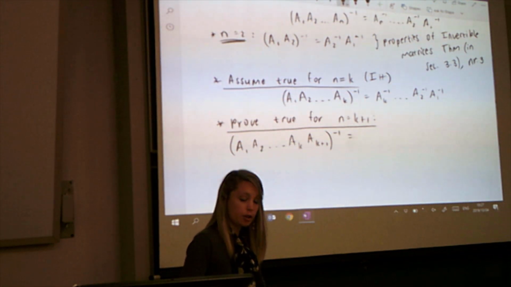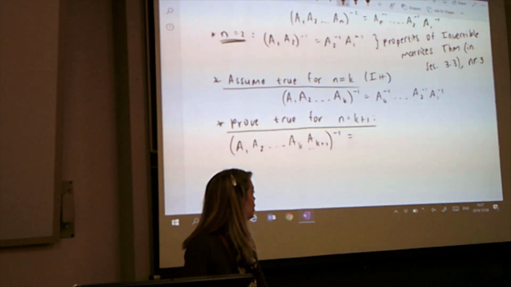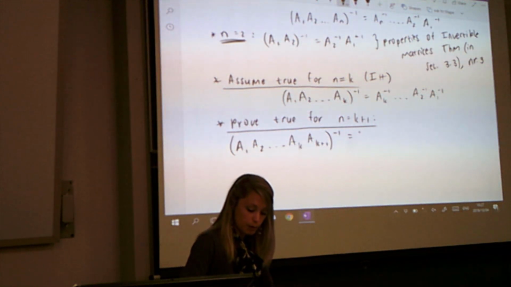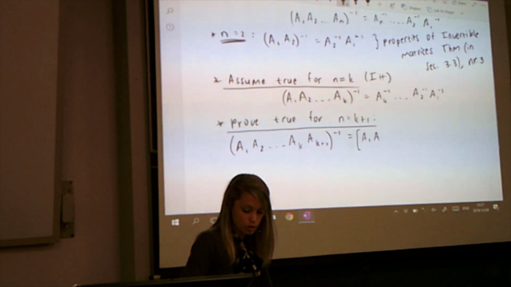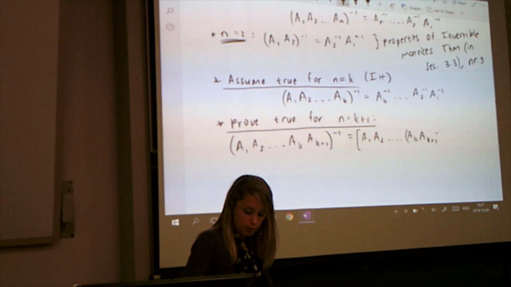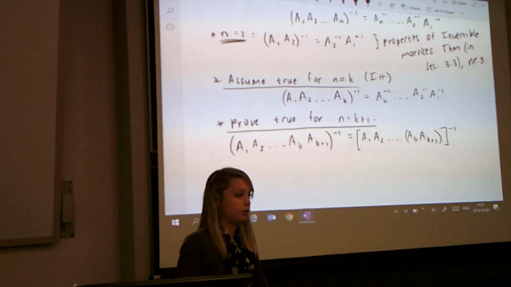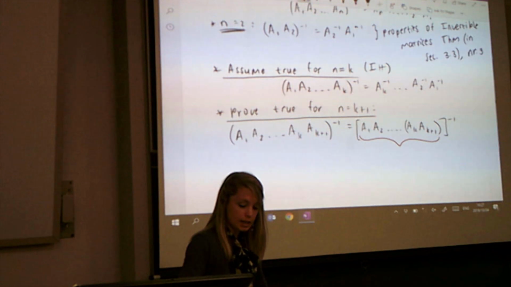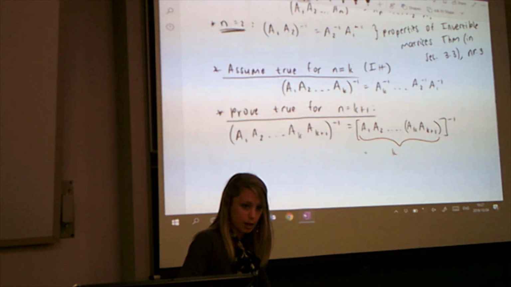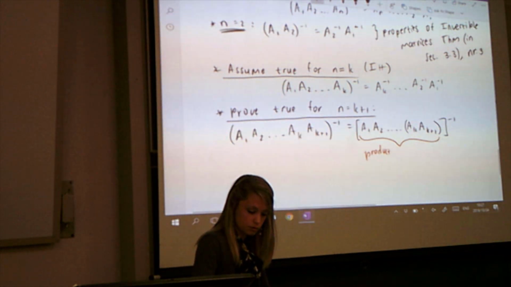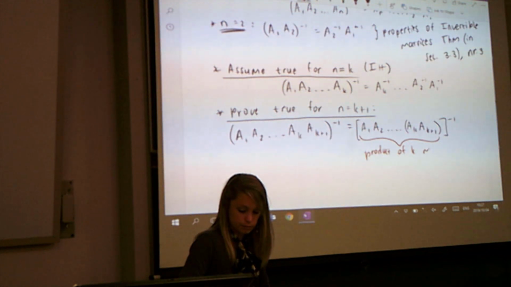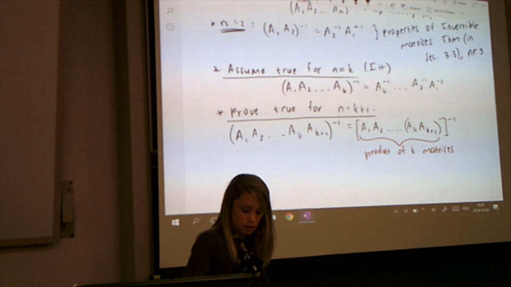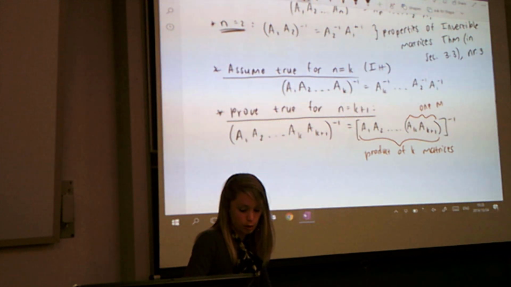What I'm going to do is group these two matrices together as one in my next step. So I have A1, A2 up to A(k+1), but I group those two together and I'm looking for its inverse. So what I have here now is the product of k matrices. So this is one matrix now. I'm looking at it as one matrix.